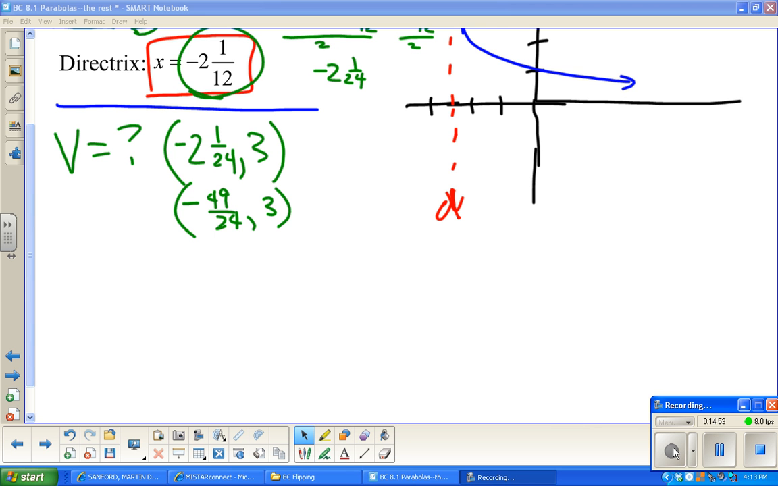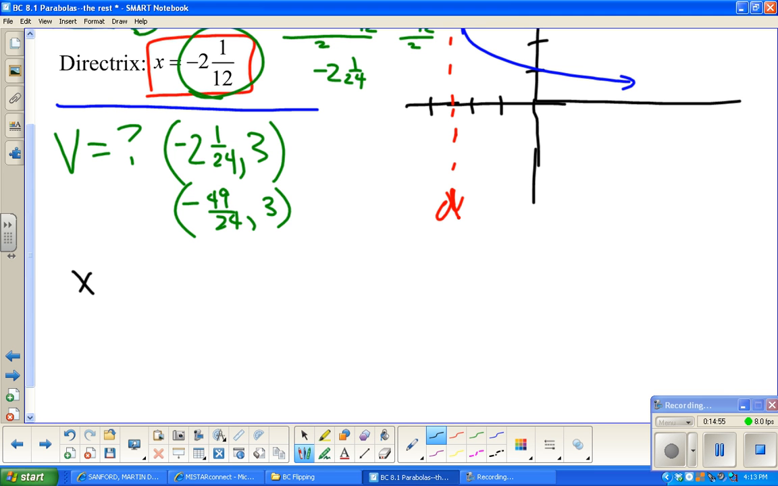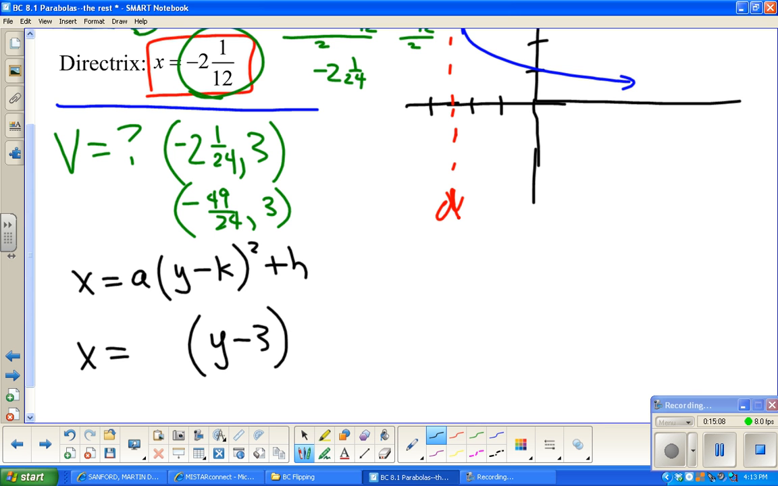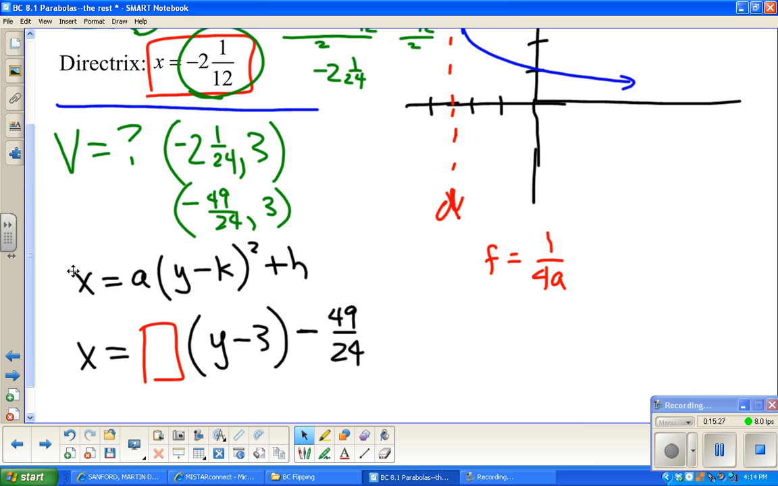Because it's opening left or right, the equation has to be in the form x equals a times y squared, with y in the middle here. So x equals a times (y minus the y value) squared, and then we plus the x value. Since it's negative, it's plus a negative, and I'm going to write the 49 over 24. The only thing that we don't have is a. If you recall, f is 1 over 4a. We can play around with this a little bit.